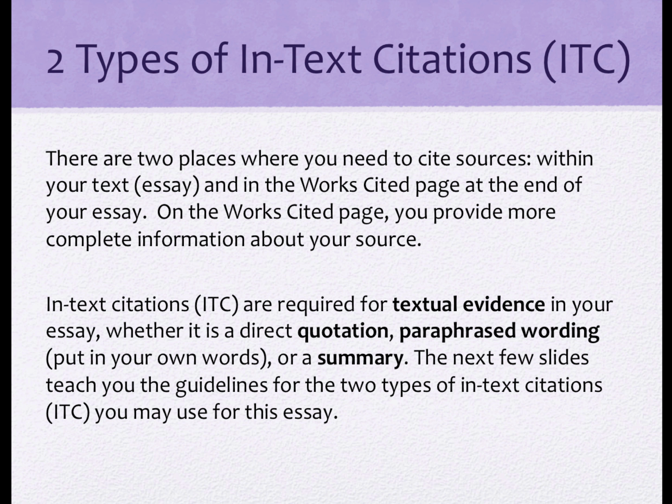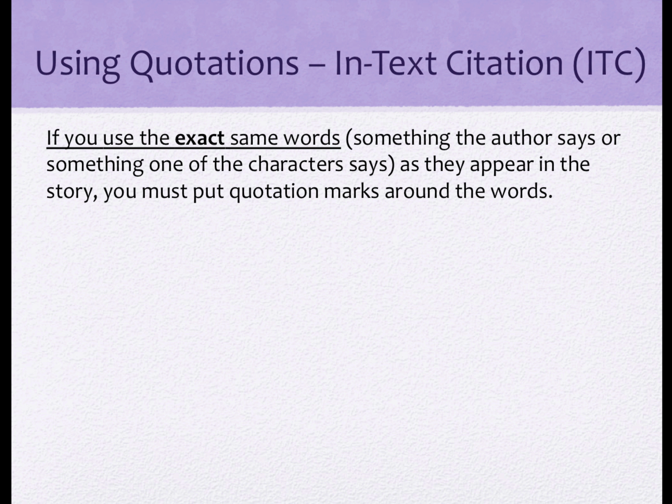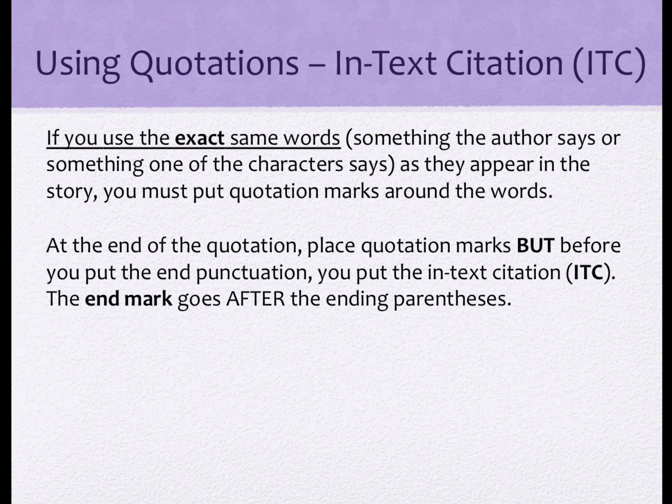The next few slides teach you the guidelines for the 2 types of in-text citations you may use for this essay. If you use the exact same words, something the author says or something one of the characters says, as they appear in the story, you must put quotation marks around the words. At the end of the quotation, place quotation marks, but before you put the end punctuation, you put the in-text citation. The end mark goes after the ending parentheses.